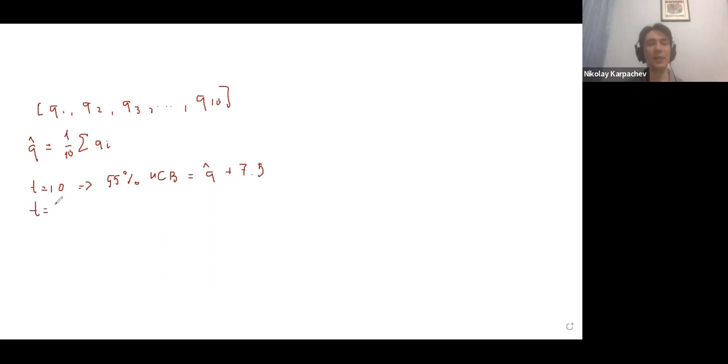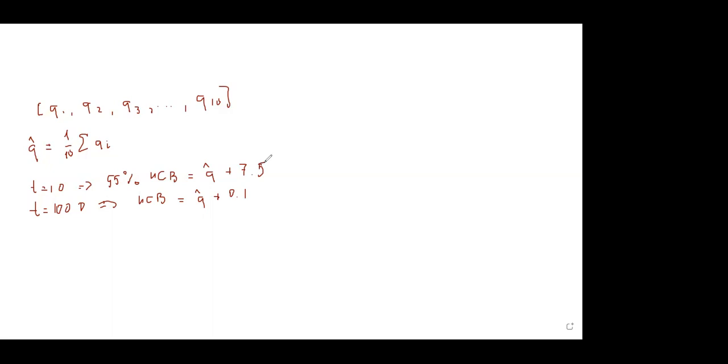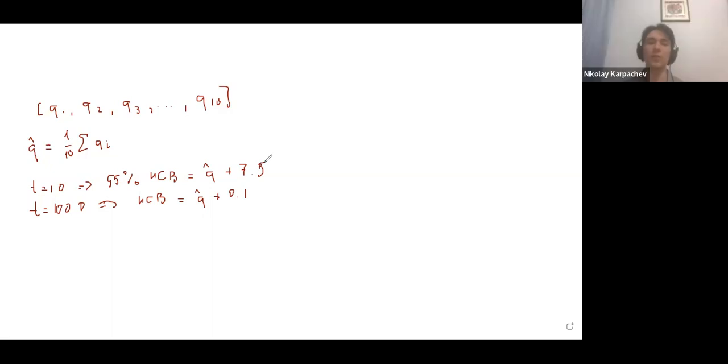And if the sample size is 1000, then the upper confidence bound will be something like this: Q mean plus 0.1. Yeah, so is it clear now or not? The bigger the sample size is, the closer the upper confidence bound is to the sample mean.